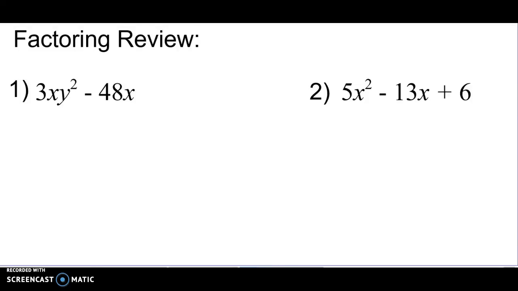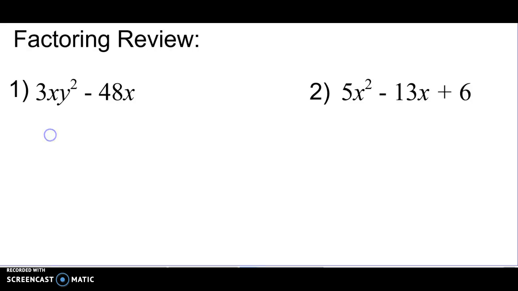Your bottoms up sheet lists out the steps of factoring. Our first step is always... is it your first step? That one's already done. And then we need to look for GCF, so the greatest common factor. So what can I factor out of the first one? What do they have in common?